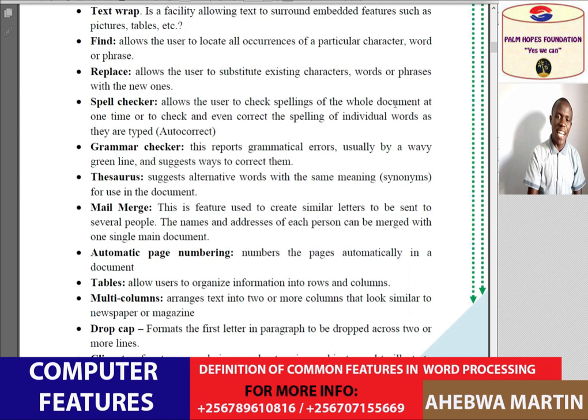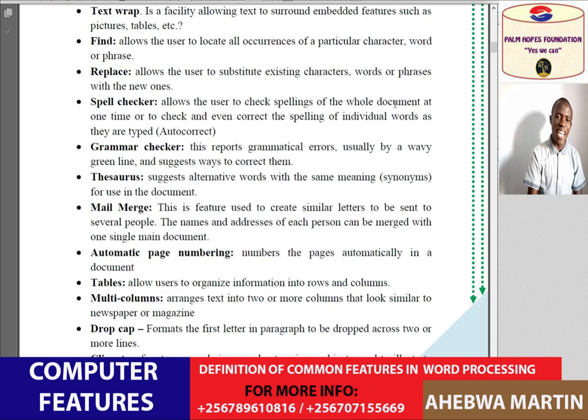Multi-columns arranges text in two or more columns that look similar to newspapers or magazines. So multi-columns here, they are trying to show that we may have more than two columns. For example, we normally see in magazines or in newspapers, information being presented in columns. Column for this, column for this, column for this, column for this, but on the same sheet.